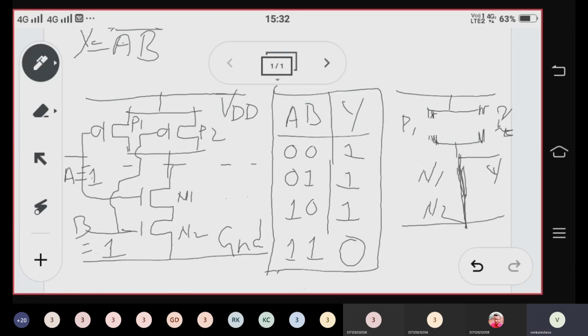Now all of you can draw the NOR gate diagram using CMOS technology. Draw the NOR gate circuit diagram first, and draw the diagrams for each and every case. For the 0, 0 case, which transistors are in on condition and which are in off condition. For the 4 cases, draw the diagram and find the output value.